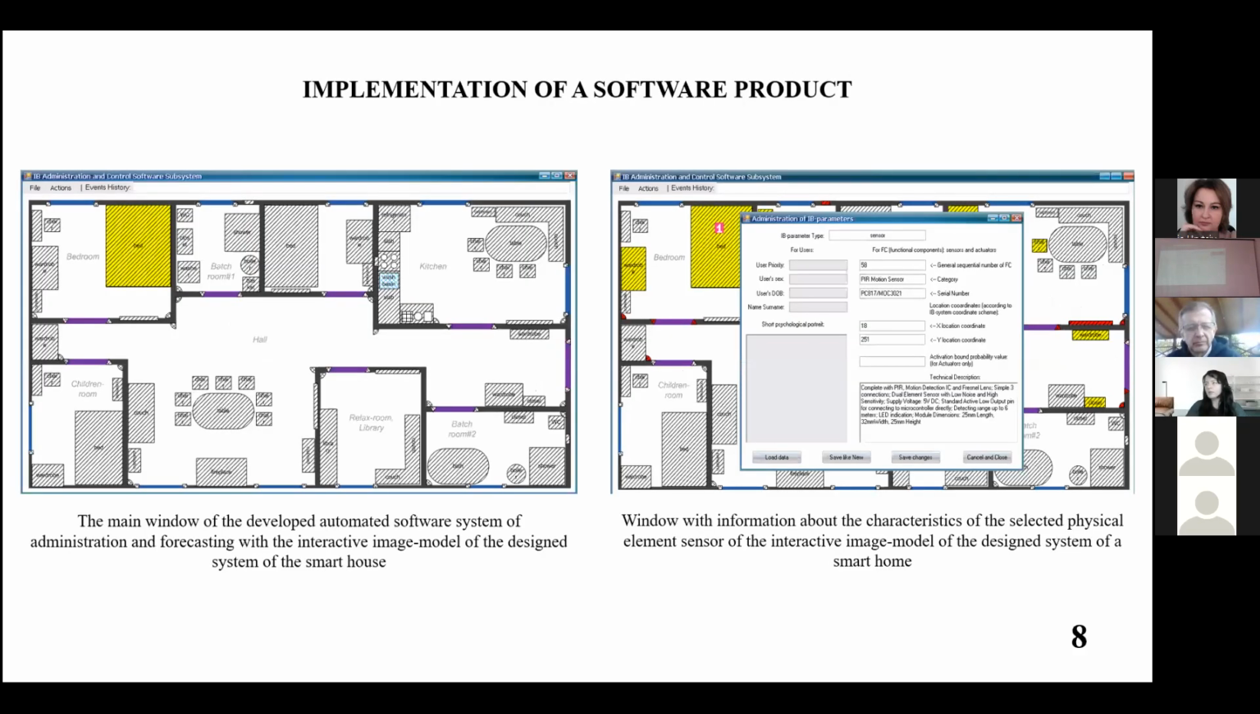On this slide, you can see the implementation of a software product. This is the program that was developed in the Java programming language. The main window of the developed automated software system of administration and forecasting.